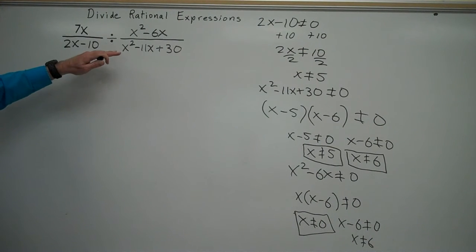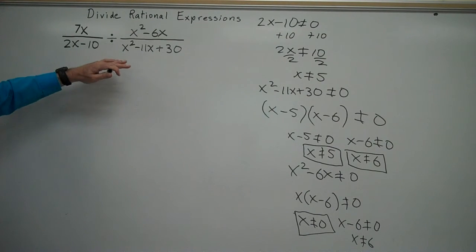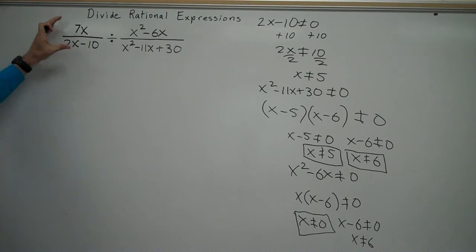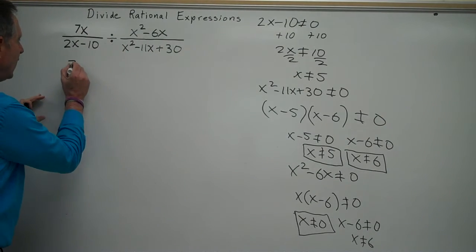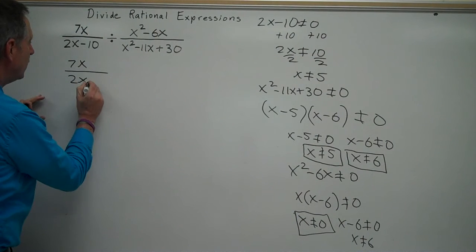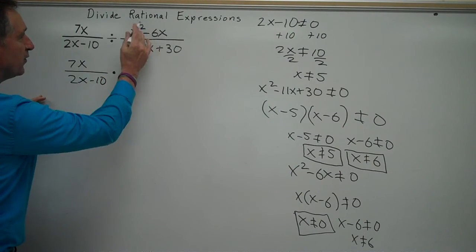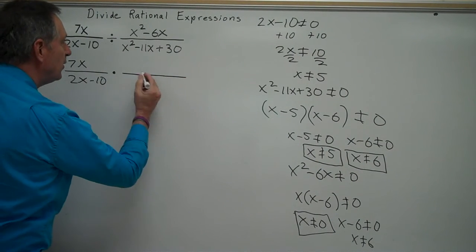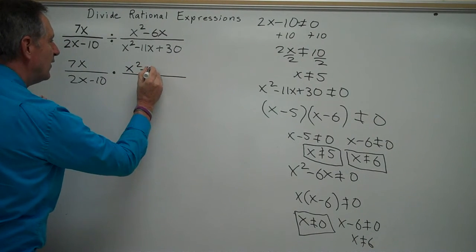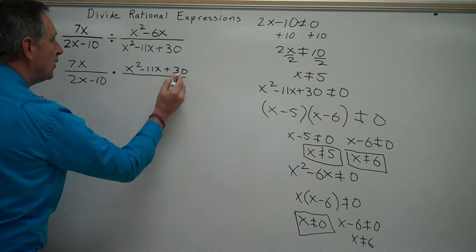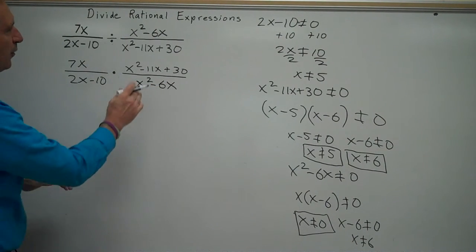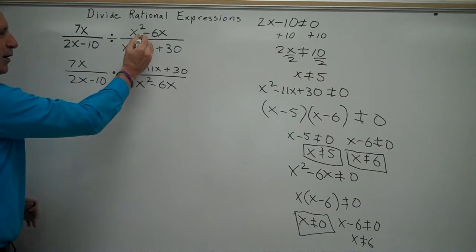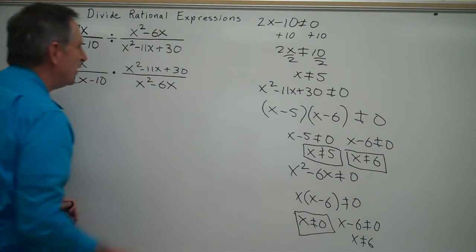Well, the first thing we're going to take advantage of here is something you probably learned back in elementary school, and I'm sure you reviewed it in 7th grade: dividing by a fraction is the same as multiplying by its reciprocal. So we're going to take this 7x over 2x minus 10, and we are going to take the reciprocal of the second expression, which is going to be x squared minus 11x plus 30 over x squared minus 6x. So this is the very reason we had to set this particular numerator not equal to 0 to find the excluded value.